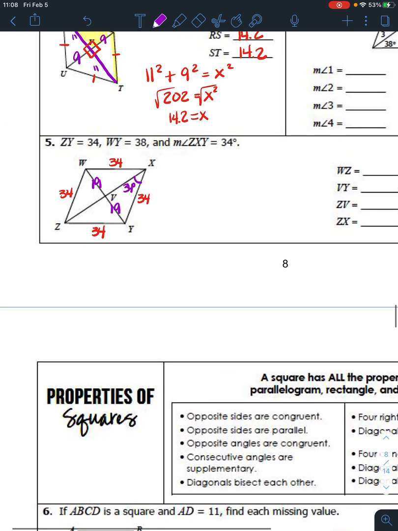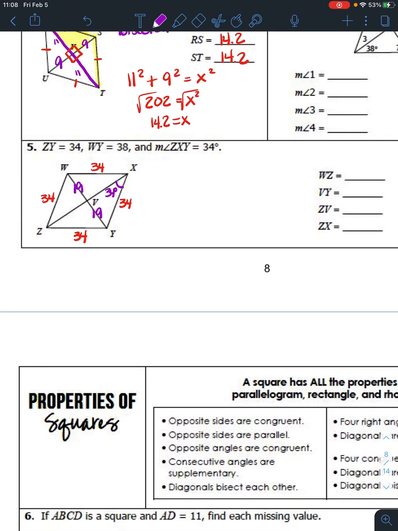Okay, so let's look for the pieces that it's asking for. Let's start with our segment lengths. So WZ. WZ was 34. We found that because all four sides have to be the same. VY. VY is 19 because the diagonals are bisected. So here we have congruent sides, that's why we know that. Here we have bisected diagonals. And then ZV. ZV, we know that the diagonals are perpendicular, which creates that right triangle.